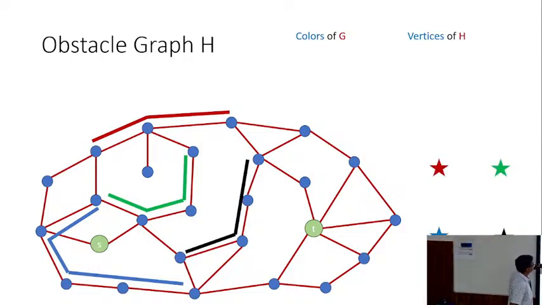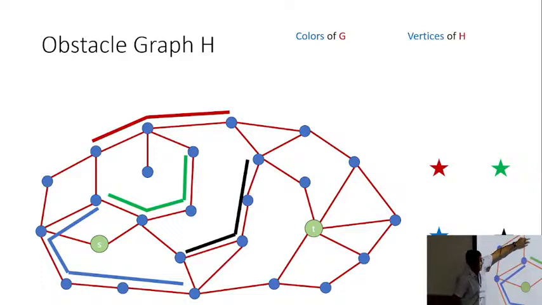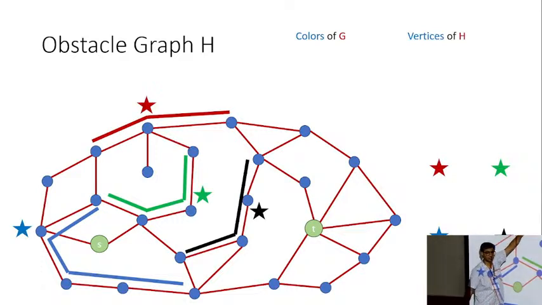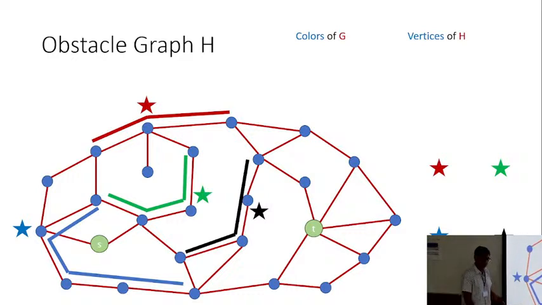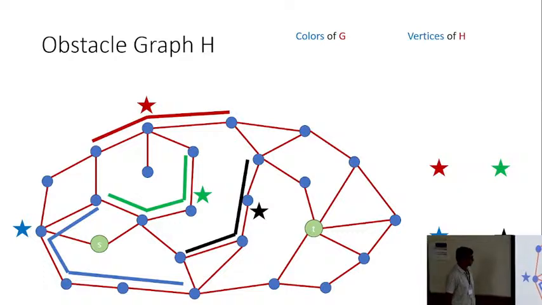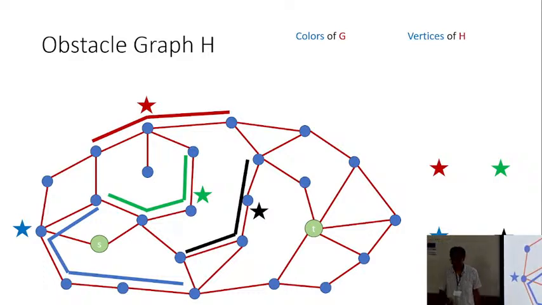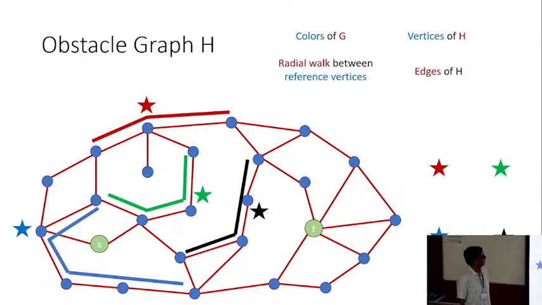And for every color class, or every connected set, I just choose a reference point. So I arbitrarily choose a reference point. Yes? So the planar graph is embedded? It's embedded. You can start with any embedding, but just fix one embedding. So now I fix a reference point. And now, what are the edges? So edges are radial walks between reference vertices.